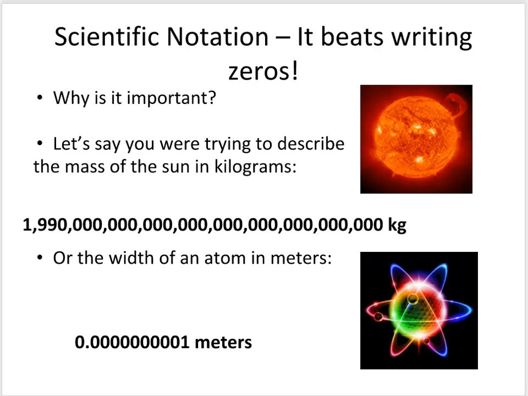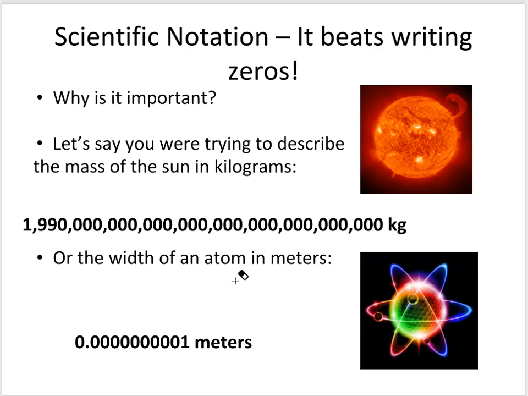Let's say that we wanted to talk about the mass of the sun. Let's say you're writing a paper and you need to refer to this number a whole bunch of times. Well, the mass of the sun in kilograms is that giant number with all the zeros in the middle of your screen right here. And this would be really, really tiresome to write a whole bunch of times. So scientific notation helps us to shrink that down, but still talk about the same number.